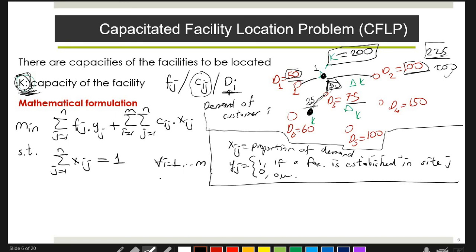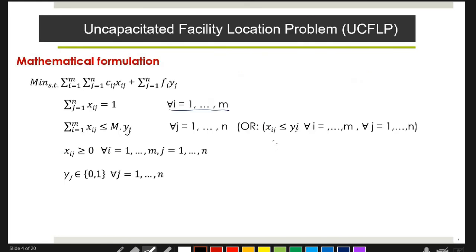Okay, second, remember we had a constraint in the previous model which says that if a facility is not established, then it cannot be used to satisfy the demand. Let me show you that constraint. We have written two versions, this one and this one. Again, you can use either of them. They are both fine, exactly the same constraints. But there is one more constraint in our model, remember? Which is the capacity constraint, K, right?